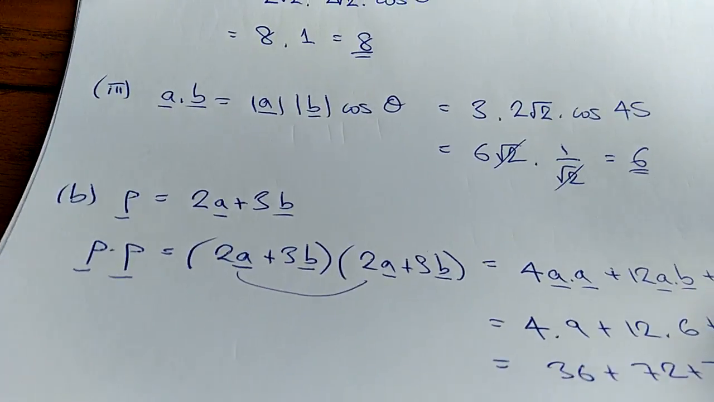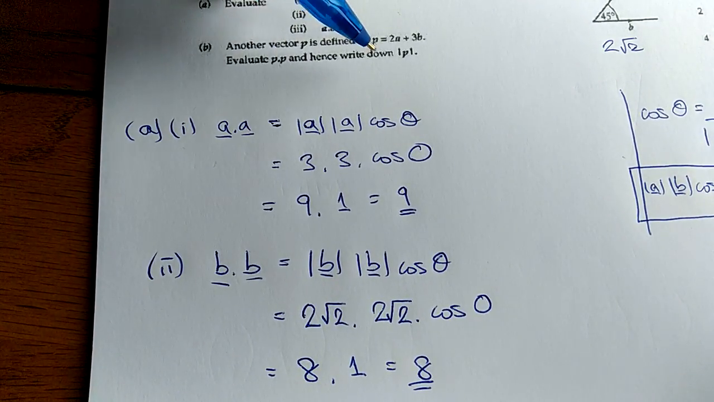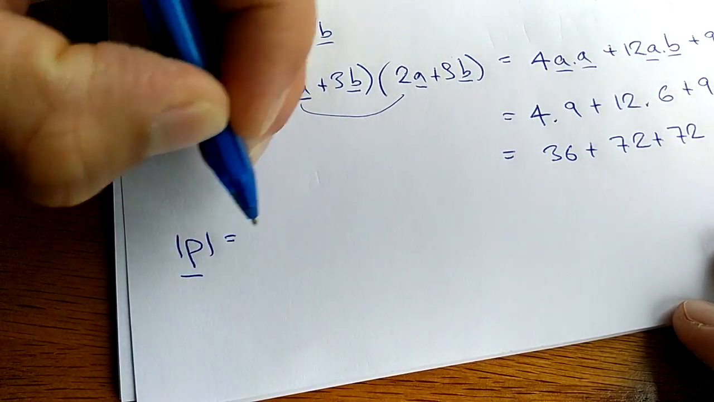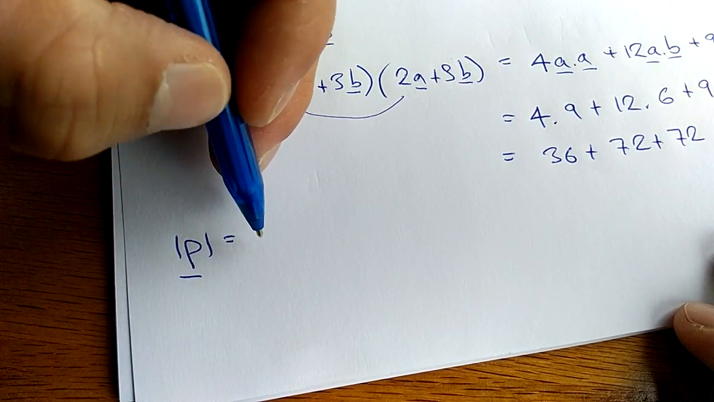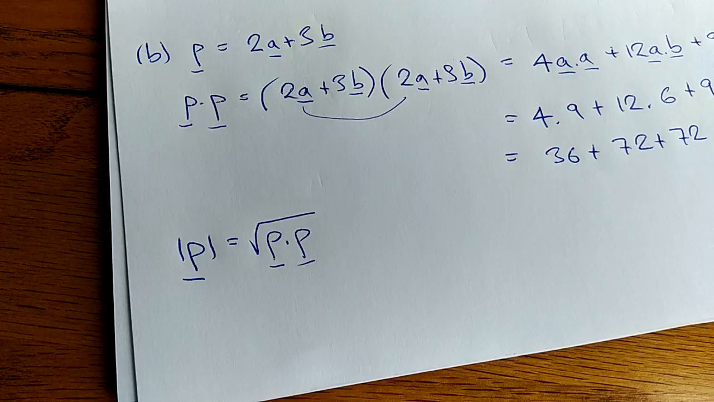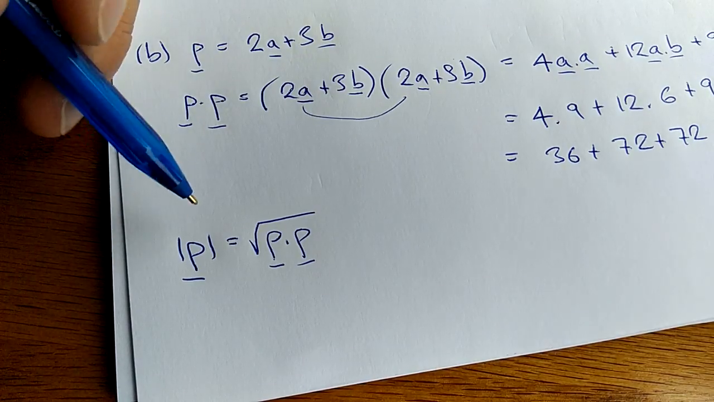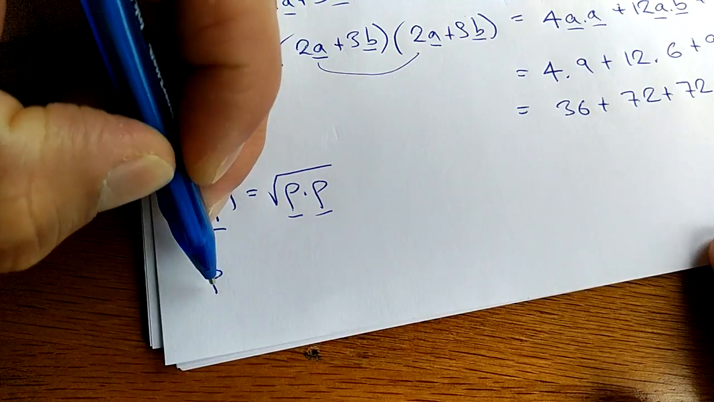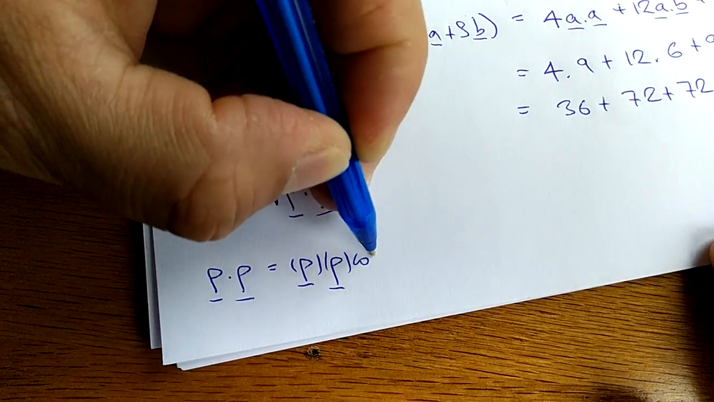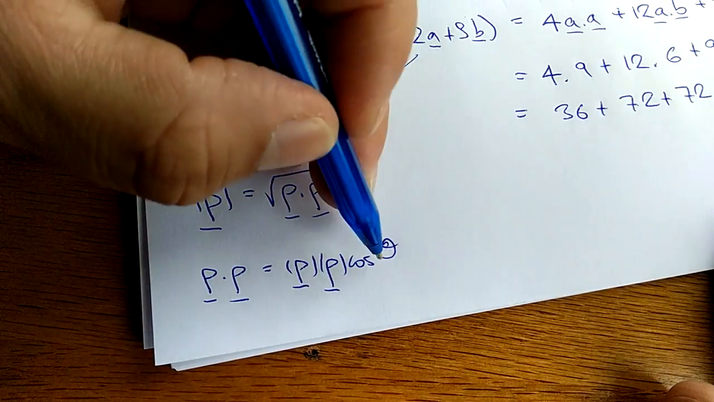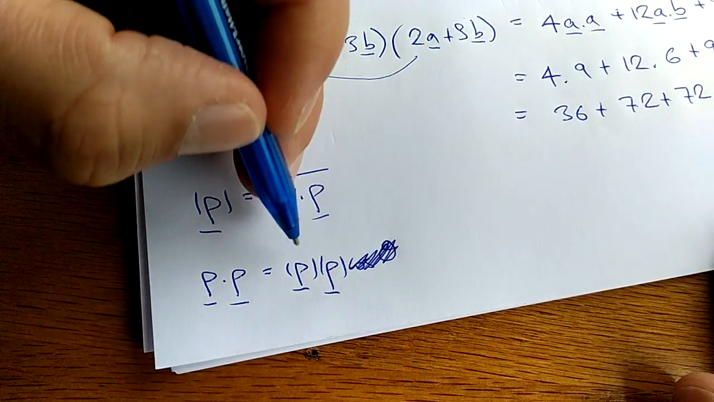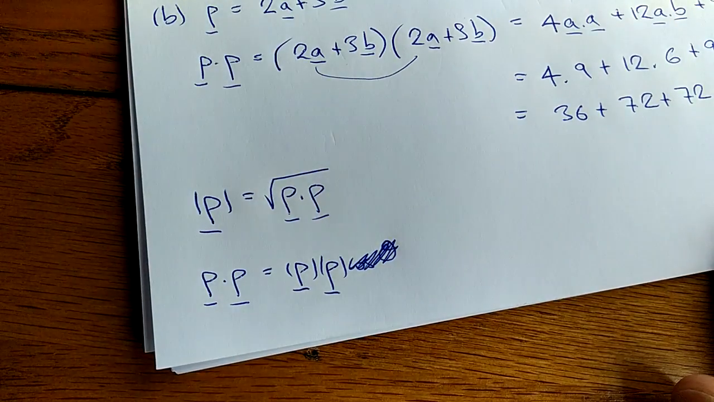Just to finish this off, we also want to find out the magnitude of p. Well, the magnitude of p is the same thing as p dot p rooted. Now, a lot of people will ask, pardon, what? Well, if you think about it, p dot p is the magnitude of p times the magnitude of p cos theta, yes? But the angle is 0 between p and p. So you can literally, like I said before, ignore this, so it's just p dot p. Magnitude of p times magnitude of p.